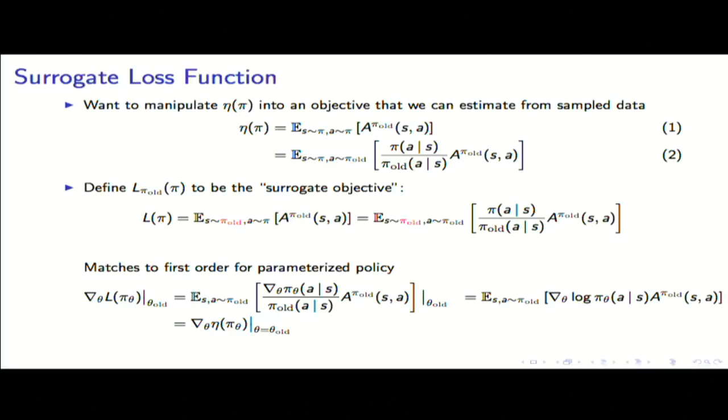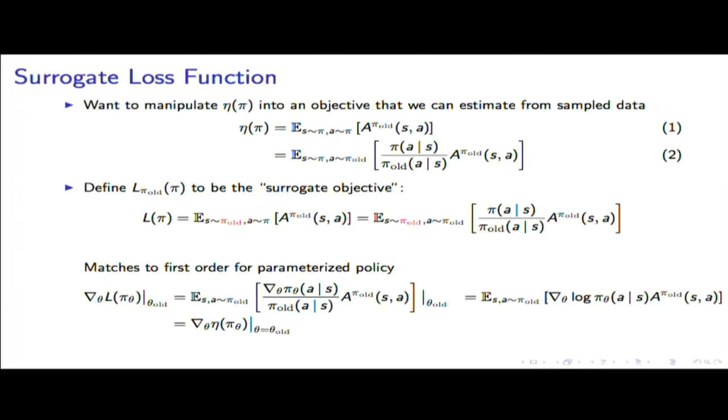So anyway, we wrote down this objective L, and this matches. So this gives you the right policy gradient when you differentiate it with respect to the policy parameter. If you just look at this expression for L and you differentiate it with respect to the policy parameter, you get this. You can first write it like this, where you have the grad probability over probability, and then you can recognize that can be rewritten as grad log probability.